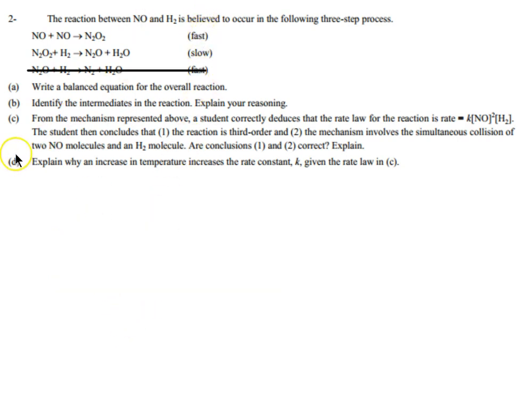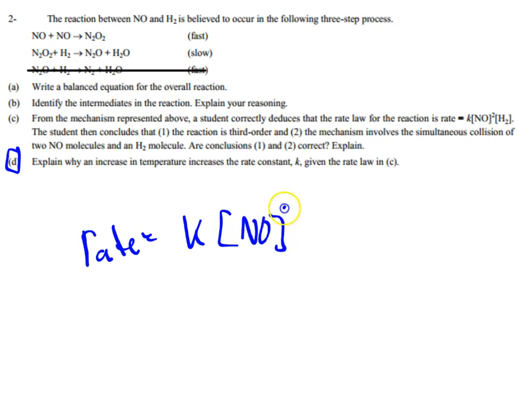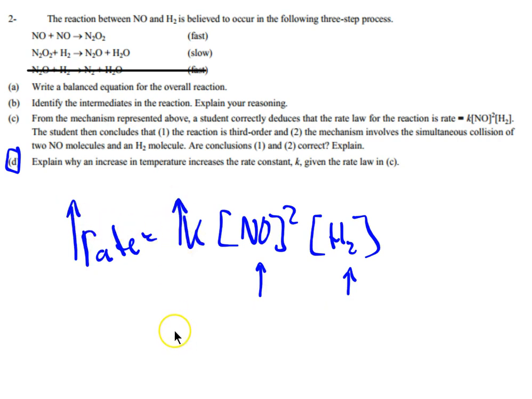All right, this one's a little bit tricky. Explain why an increase in temperature increases the rate constant given the rate law in C. If we know rate equals k[NO2][H2], we know the rate will increase as we increase the temperature. But temperature doesn't affect these concentrations. So since the rate goes up, k has to go up as well.